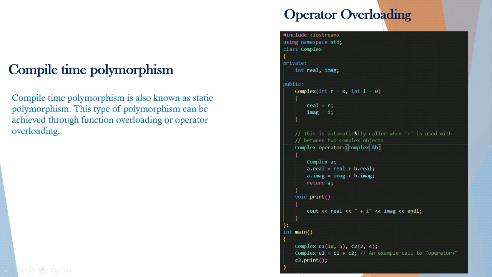Now we will read what operator overloading actually is. When we use this plus operator, this is automatically called when plus is used between two complex objects, and the plus functionality works here. So b.real means the real part of this object B, and in the complex operator, C1's real part is used here. These things are called operator overloading. I hope you have understood it. If you don't understand, then please do comment. I will try to give easier examples so that you can understand it properly.